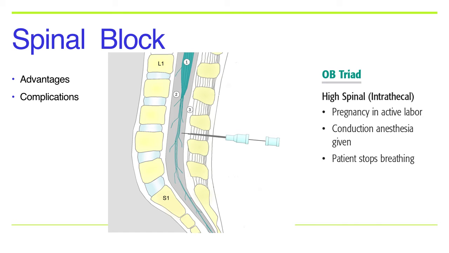Spinal block. This is a mode of conduction anesthesia that involves injection of local anesthetic into the subarachnoid space to block the lumbosacral nerve roots. It is used as a saddle block for stage 2 of labor and for cesarean delivery. Advantages are complete, predictable anesthesia.